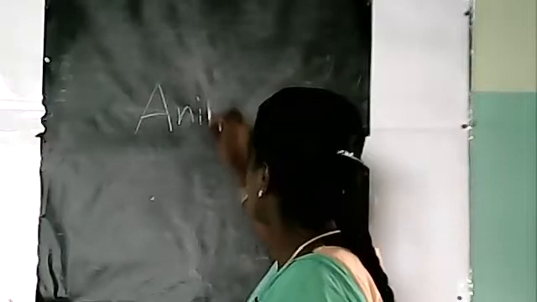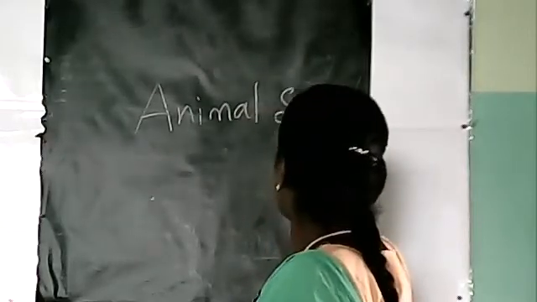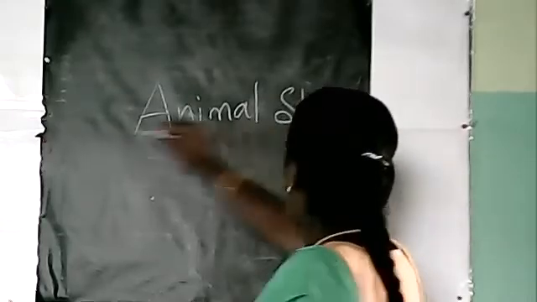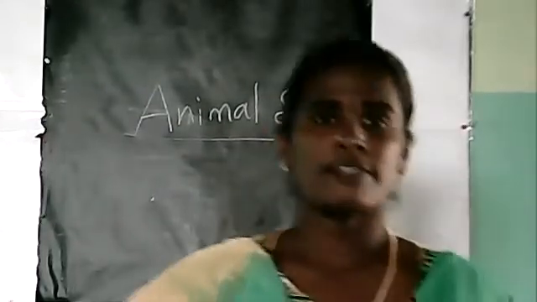Now next, we are going to see this book, Environmental Studies. So in this book, page number 17, we are going to see the animal shelters. So what do you mean by shelter? Shelters, animal shelters. Okay, where do you live?